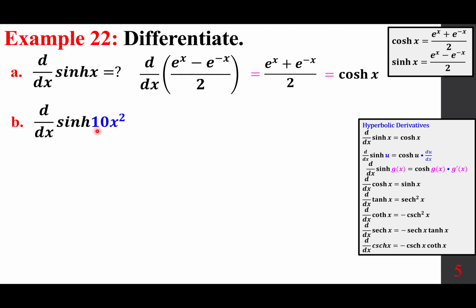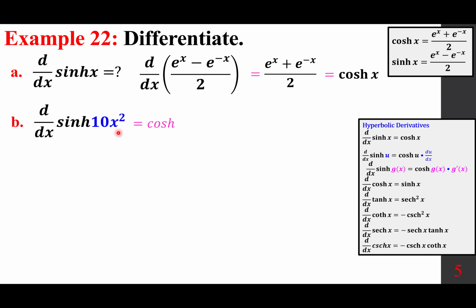So what is the derivative of sinh of 10x squared? And I hope you recognize this one as a function of x, and therefore we are going to use the chain rule. So the derivative of sinh g of x is cosh g of x times g prime. This comes from the chain rule. Or the derivative of sinh u is cosh u du dx. So the derivative of sinh is cosh, so cosh of 10x squared.